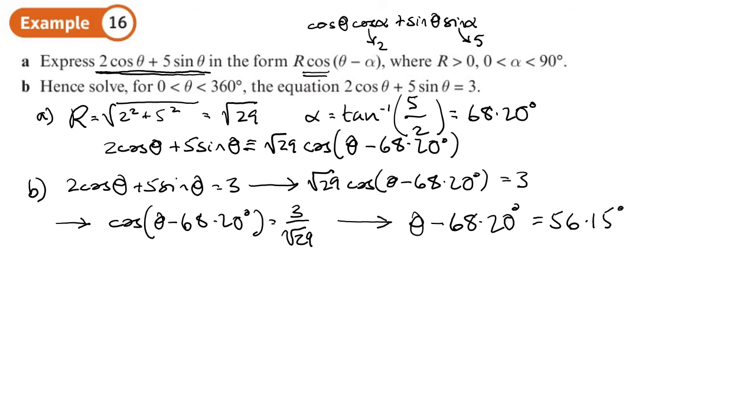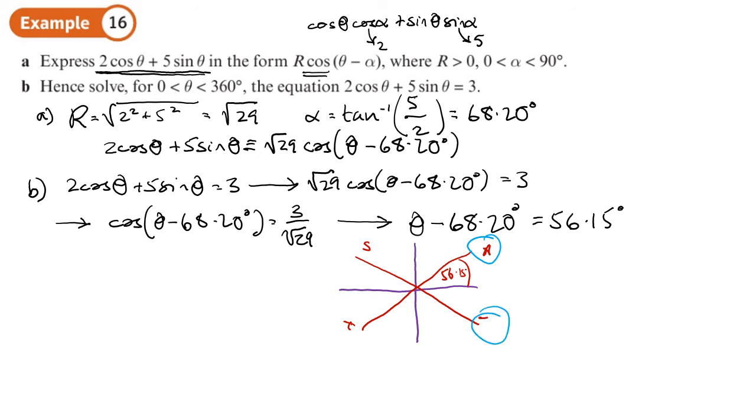6.15. That's our principal solution. Straight to the CAST diagram to find the other solutions before we start adding 68.20 to them. So we got 56.15. CAST. We landed in the part of the CAST diagram where everything is positive. We're solving for cos. Where else is cos positive? Down here. So we want to work out what this angle is.